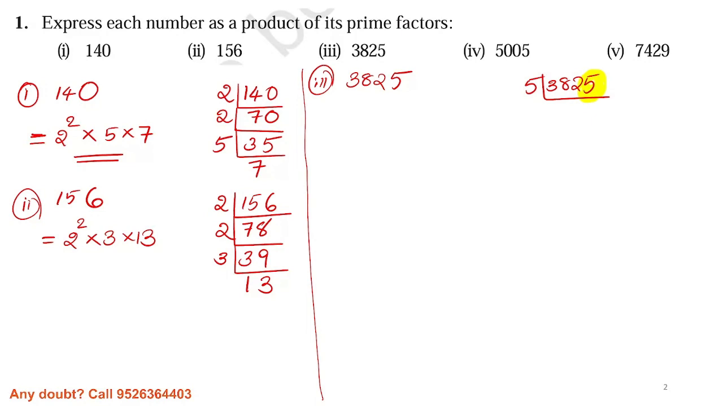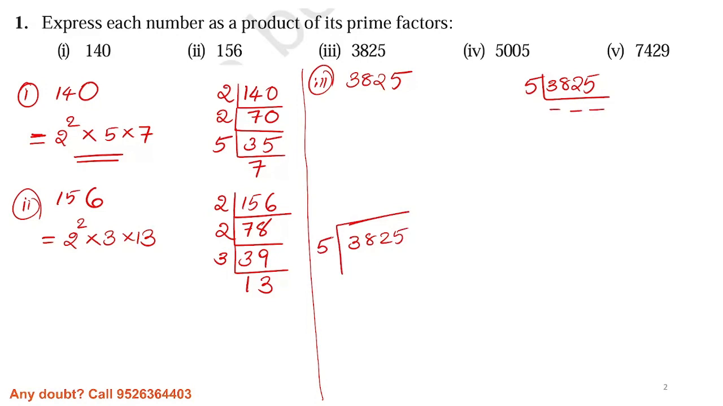Maybe 3 may be possible, but let me take 5. Whichever number you write here, the final answer will be the same. Okay, let me divide by 5. 3825 divided by 5. You may do some rough calculation somewhere, but I will delete it.